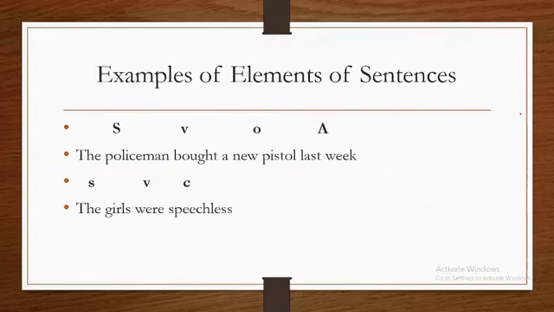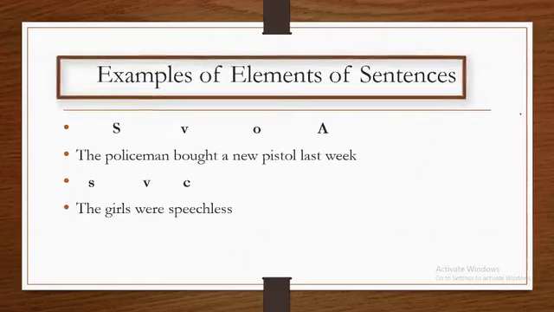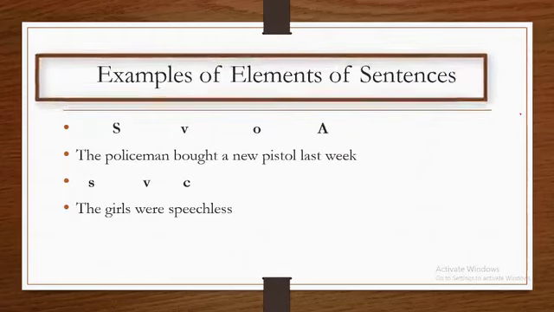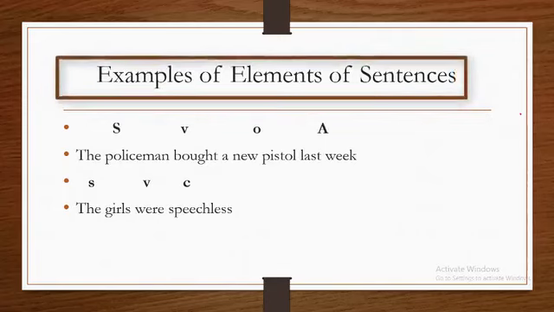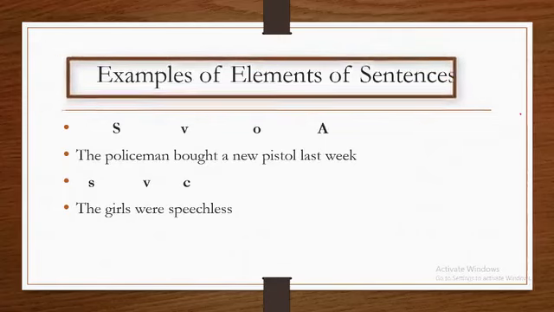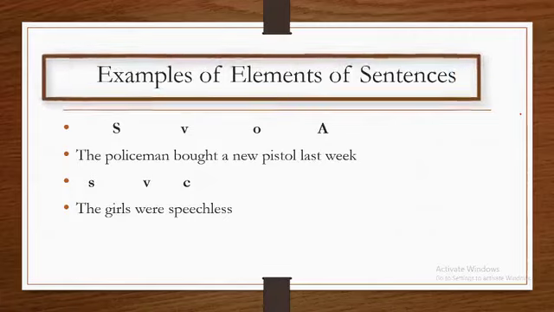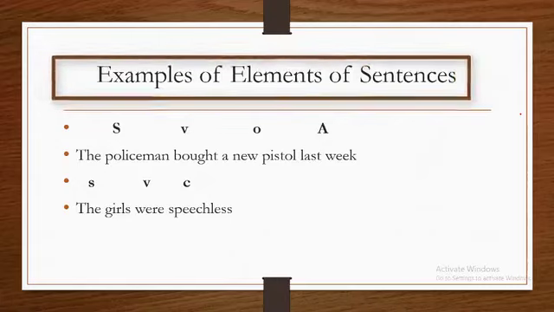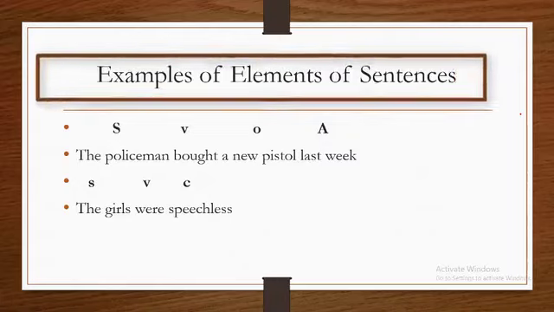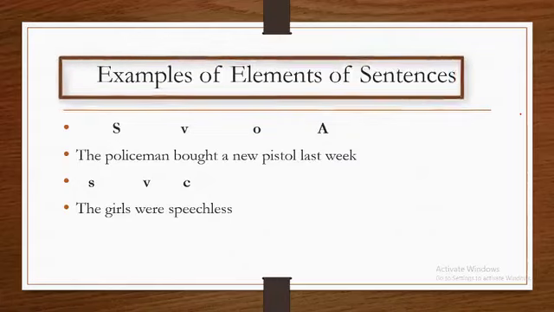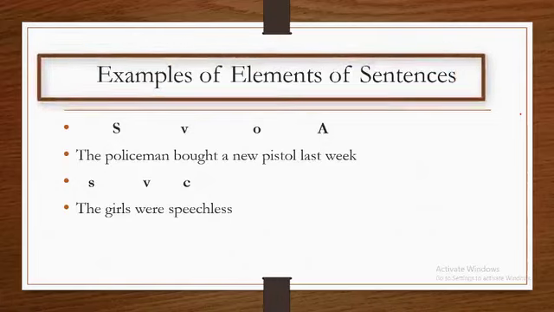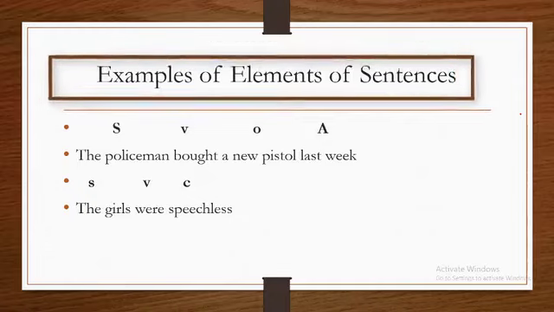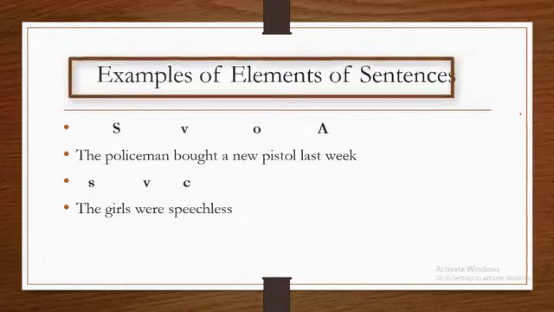So let's look at a typical sentence. The policeman bought a new pistol last week. Let's analyze this sentence. The policeman is the subject. Bought is the verb. A new pistol is the object, and last week is the adjunct of time. The girls were speechless. The girls, the subject; were, the verb; and speechless, it's a complement.